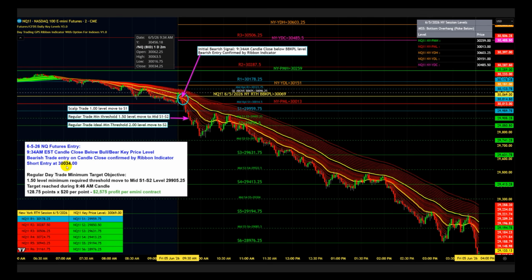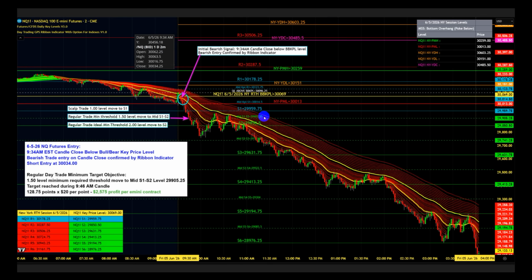The short position was entered by selling at the bid on the close of the 9:34 a.m. candle at 30,034.25. During the 9:46 a.m. candle, NASDAQ futures reached the minimum 1.5 level profit objective for a standard day trade, arriving at the mid S1, S2 level. From the original short entry, the move measured just over 128 points, producing a profit of $2,575 per regular NASDAQ E-mini futures contract, or $257.50 profit per NASDAQ micro futures contract.